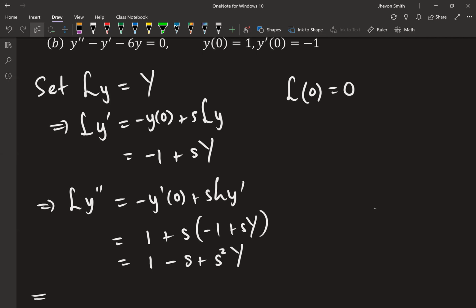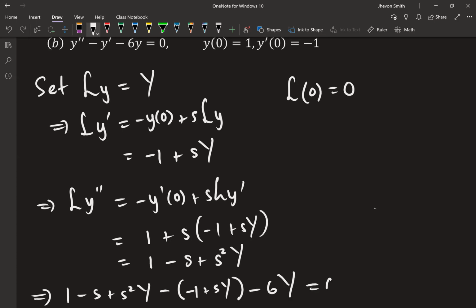So now I'm going to plug those guys into the ODE. My y double prime gets replaced by 1 minus s plus s squared big Y. My y prime gets replaced by minus 1 plus sY. So that's going to become plus 1 minus sY because I'm taking the negative of that. Maybe I should show you that. Maybe let's not skip too many steps here. Okay. So I'm going to plug in the y prime. That's going to be minus 1 plus sY minus 6 times big Y equals 0.